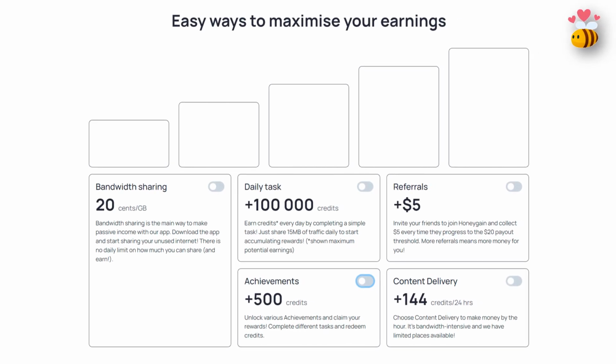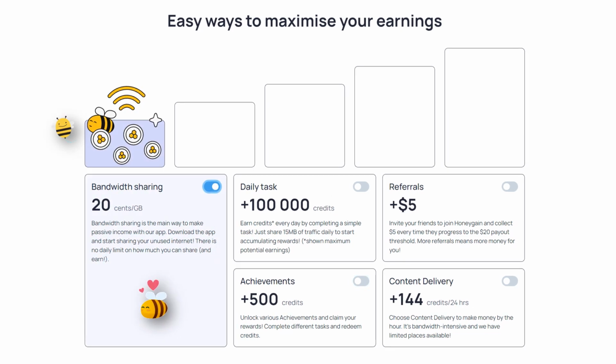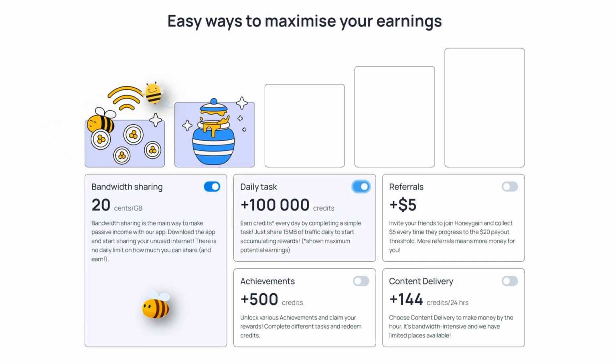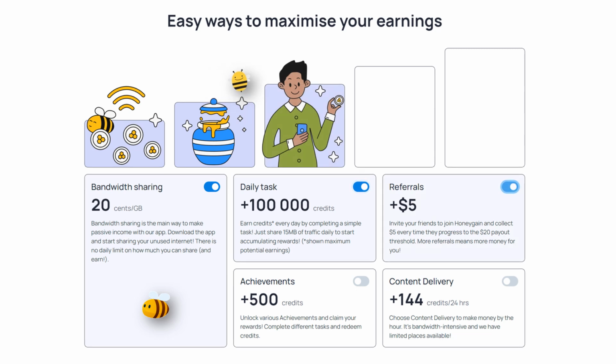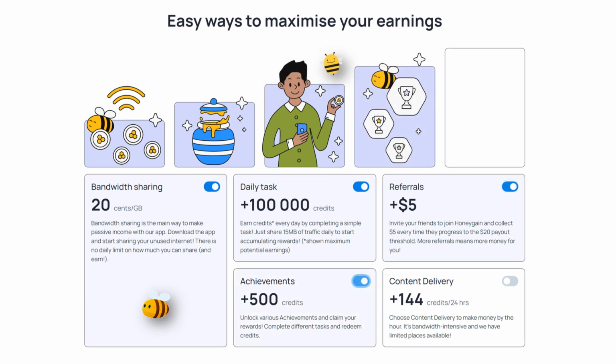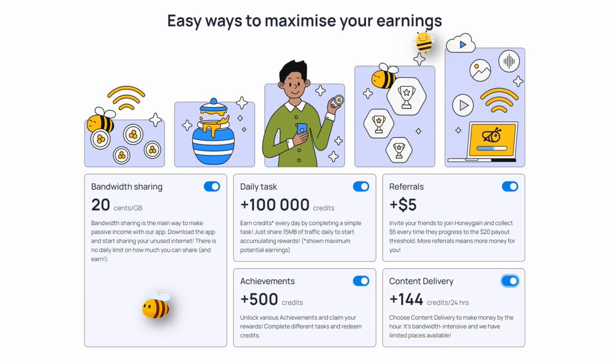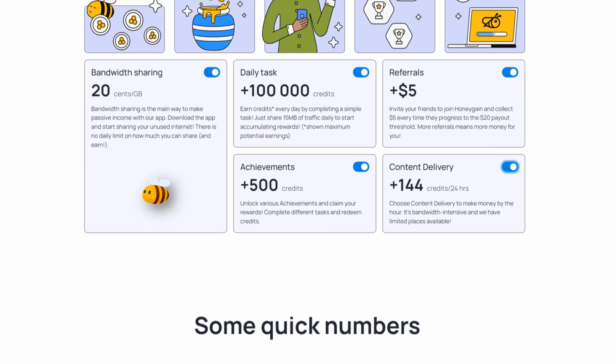To maximize earnings from Honeygain, follow these best practices. Share bandwidth 24/7 if possible. The more you share, the more you earn. Complete daily tasks and earn credits. Refer your friends. The more active referrals, the more you earn. Unlock various achievements to earn more. Ensure you have enabled content delivery on desktop to earn further.